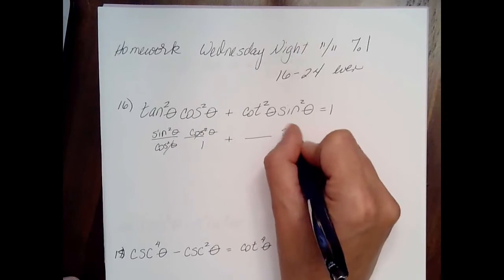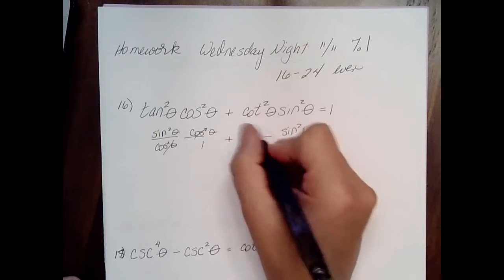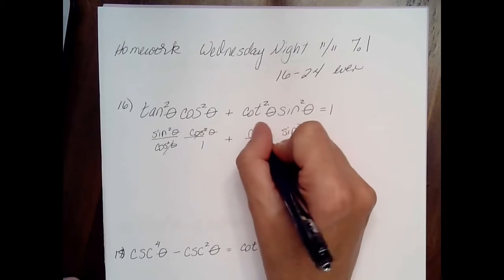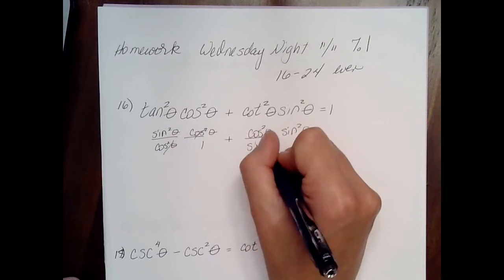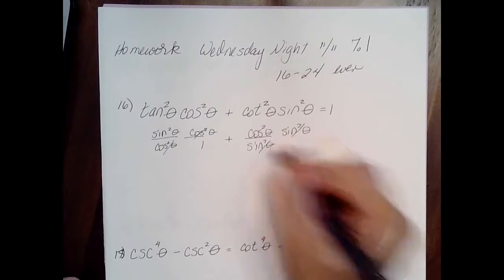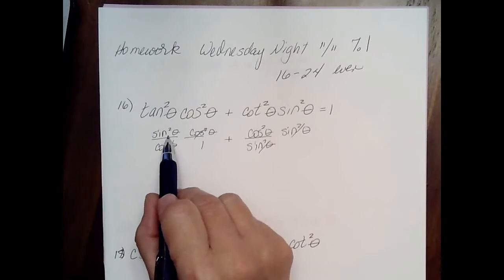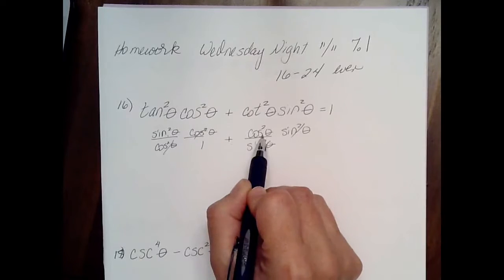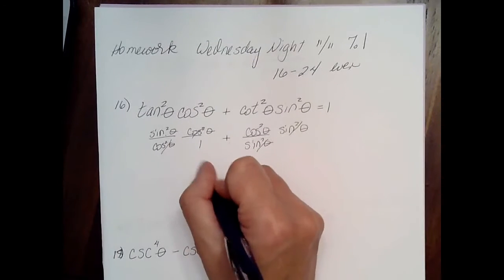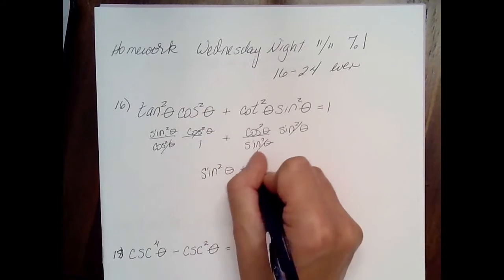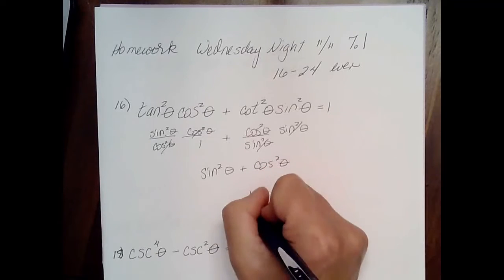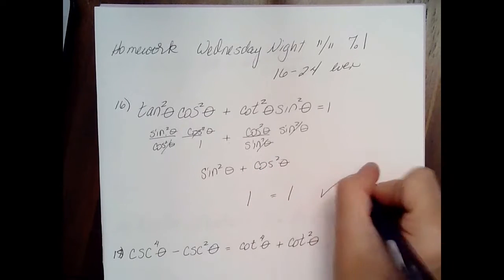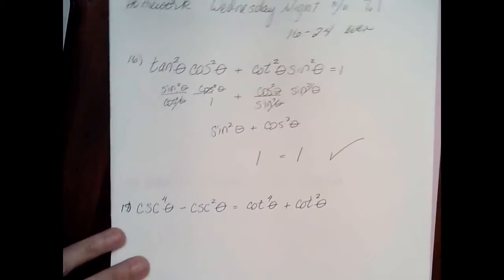And then here's my sine squared theta up top. This is going to be cosine squared theta. Sine squared theta. Oh, my sines are going to cancel. So it looks like I have sine squared theta plus cosine squared theta. Let's write that. And that's 1 equals 1. Hey, done. That was pretty good.